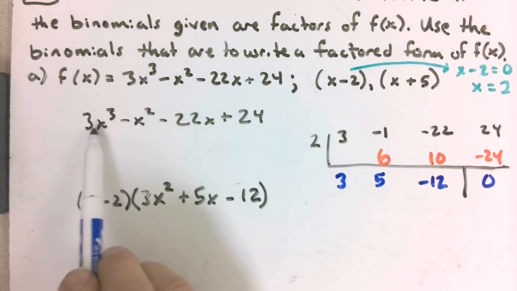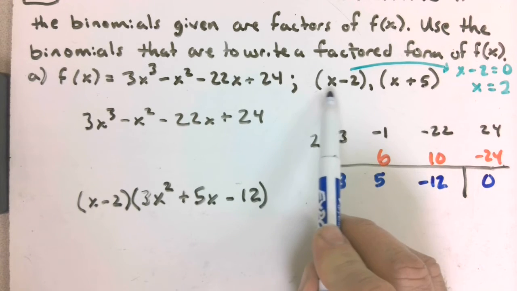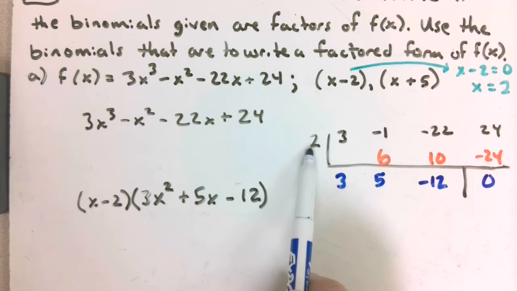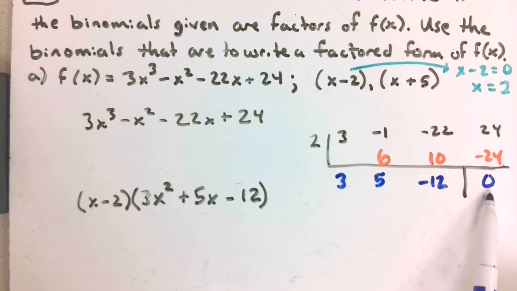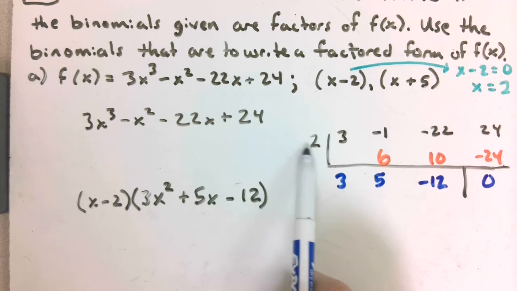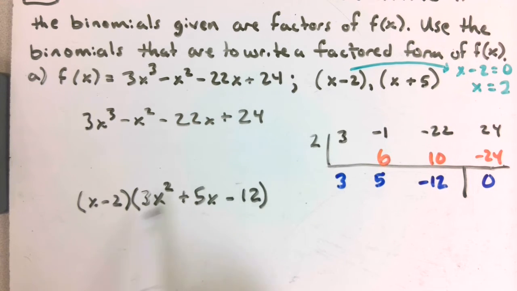So here's our original. We wanted to see if x minus 2 is a factor, so we divided by 2. We see we get a remainder of 0. Because of that, we know that x minus 2 is a factor, and the other factor would be 3x squared plus 5x minus 12.